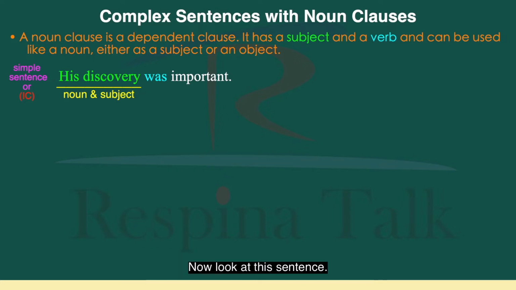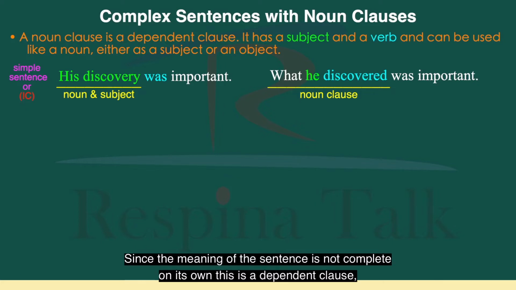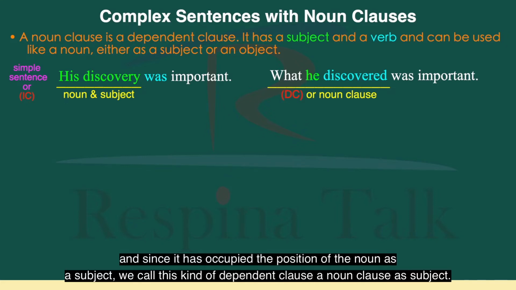Now look at this sentence. What he discovered was important. Here, what he discovered is a noun clause. Since the meaning of the sentence is not complete on its own, this is a dependent clause. And since it has occupied the position of the noun as a subject, we call this kind of dependent clause a noun clause as subject.